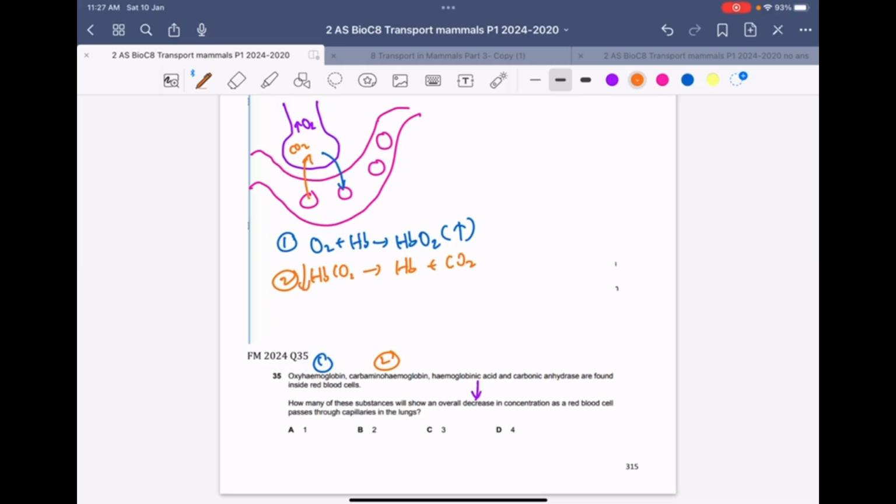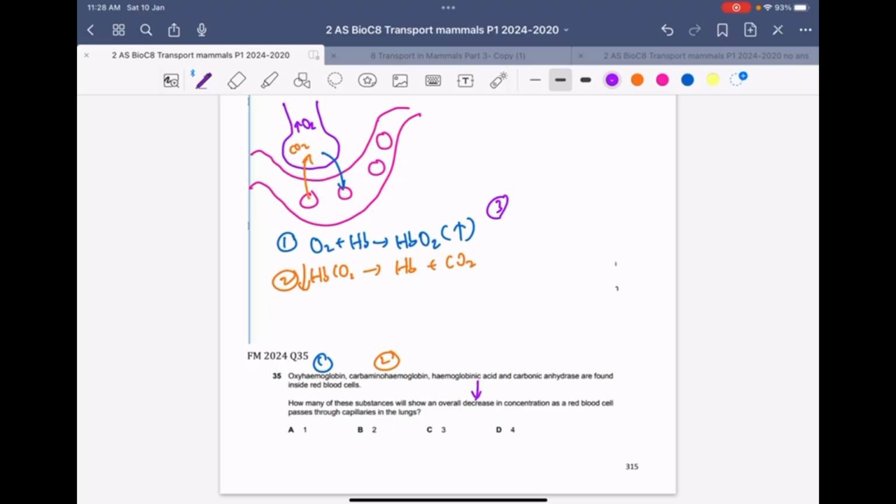Then now we look at the hemoglobinic acid. So the hemoglobinic acid refers to this one, which is HHb.